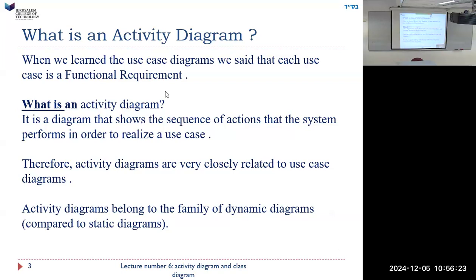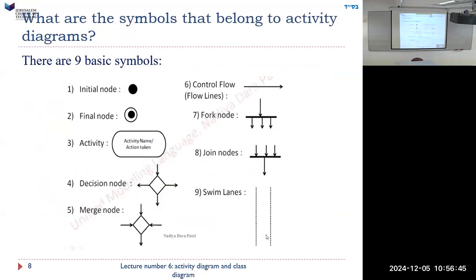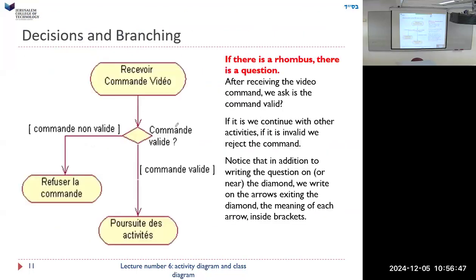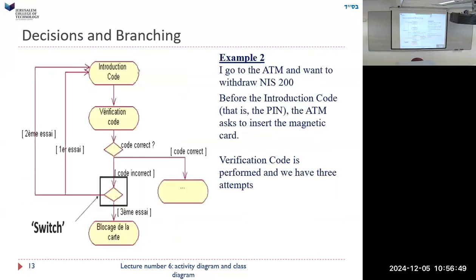What is an activity diagram? When we learned the use case diagrams, we said that each use case is a functional requirement. Right? It does something for the system. So an activity diagram shows the sequence of actions that the system performs in order to realize a use case. Therefore, activity diagrams are very closely related to use case diagrams because they also show what the system does. And I'm going to just jump ahead and show you an example.